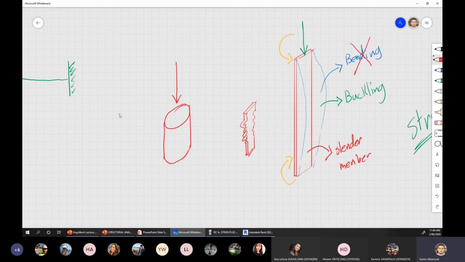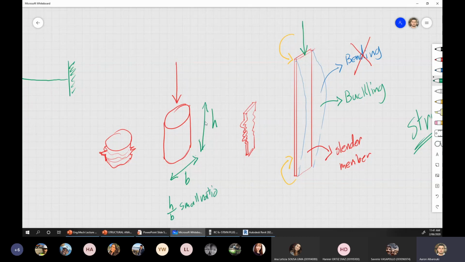The can of Coke will simply crush. This is the top face and this is the bottom face here, and all of that between will crush. If you apply a large force on that can of Coke, it will be crushed. Why? Because the can of Coke is very stable. It's wide and short. So if I say H on B, the height on the width, it's a small ratio, not very high. So the height is not much higher than the width of the member. That is failure, that is yielding, what we call crushing.